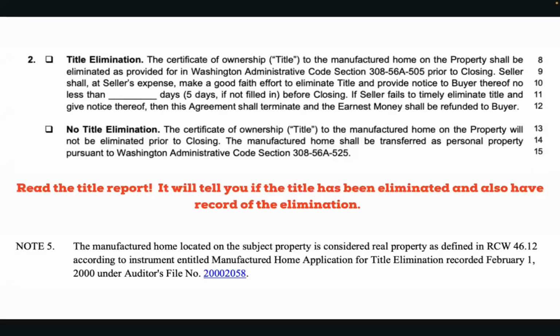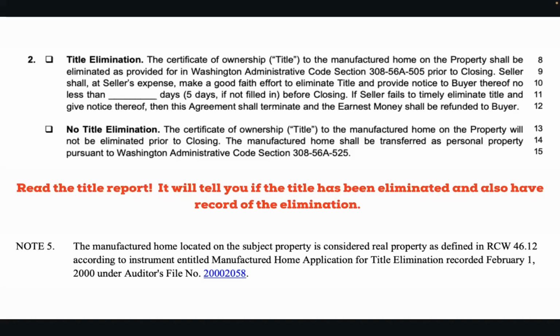On the form, you have two options. One is to have the title eliminated, and the other one is to not have the title eliminated. So first of all, we want to check on the title report to see what it even says. This form should be used if the title has not been eliminated, because then you can make the decision on number 2.